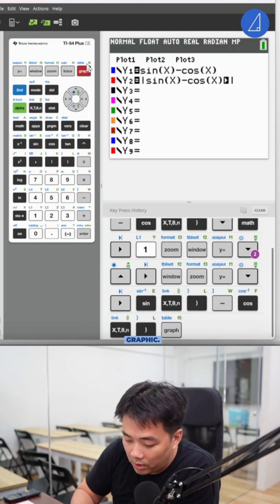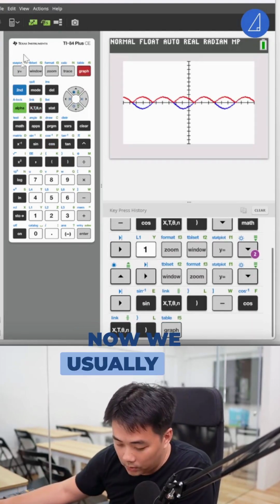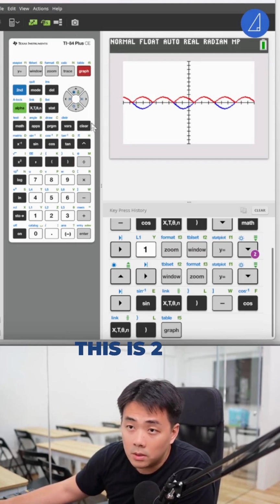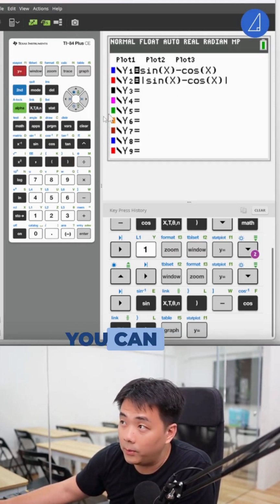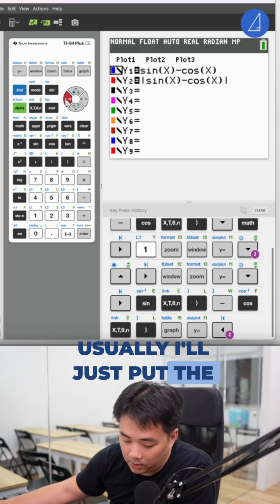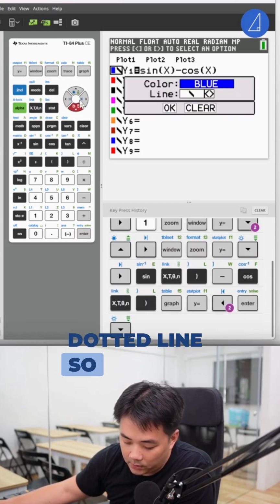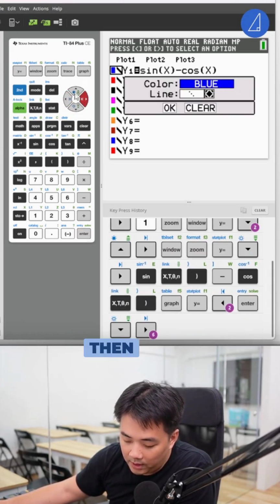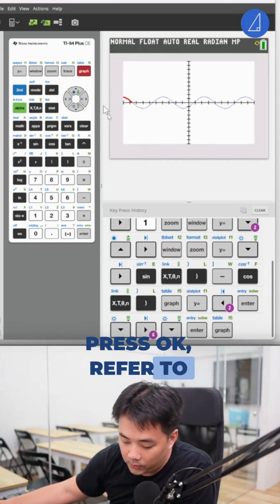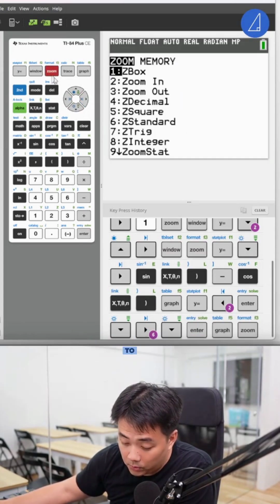Okay, graph it. So look at the graph now. Usually I'll suggest, because this is too confusing, that you put one as dotted lines. Usually I'll put the non-modulus as the dotted line, so that I know what I'm referring to. Then after which you press OK, refer to the graph, then zoom to the place you're looking at.